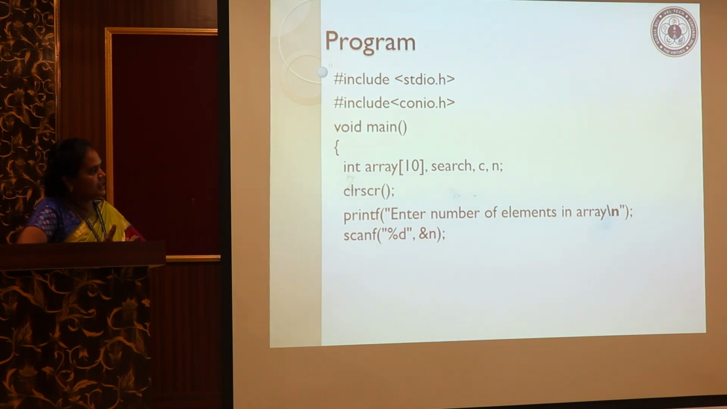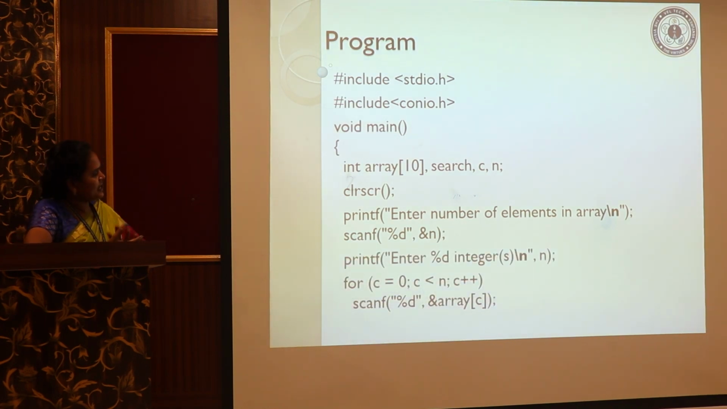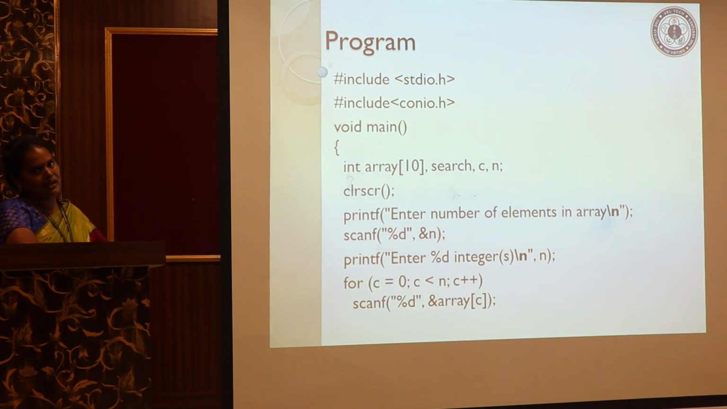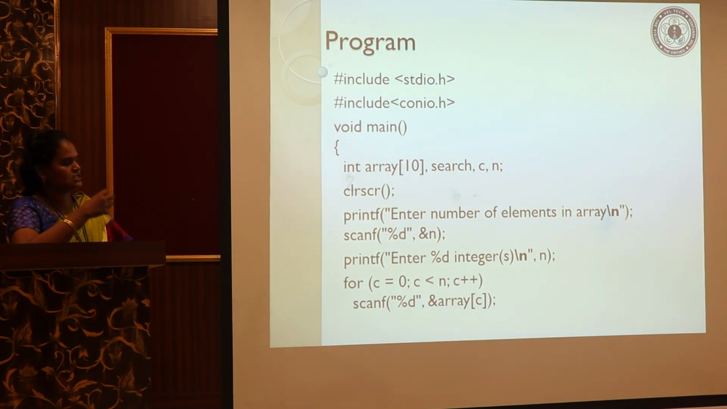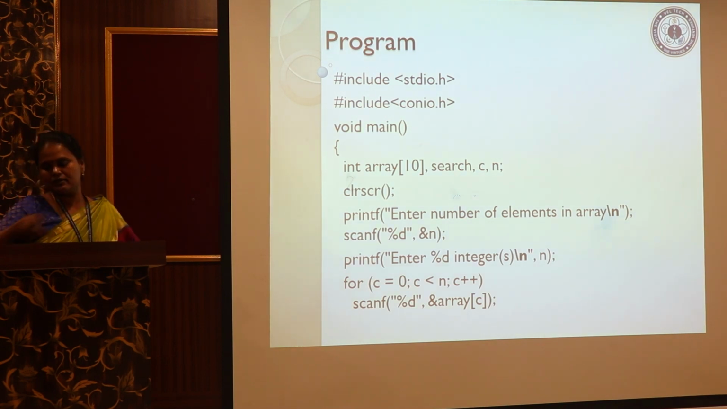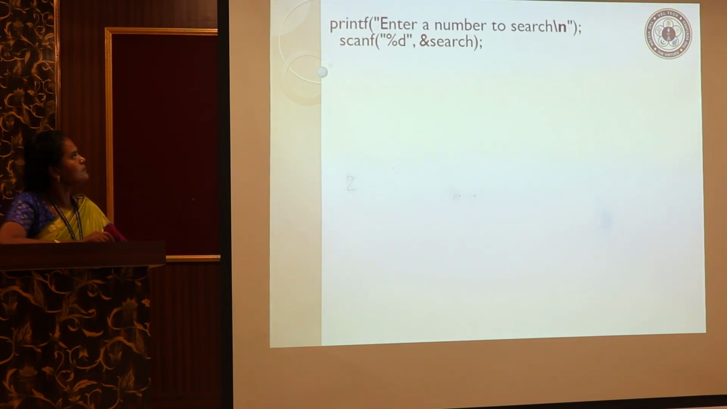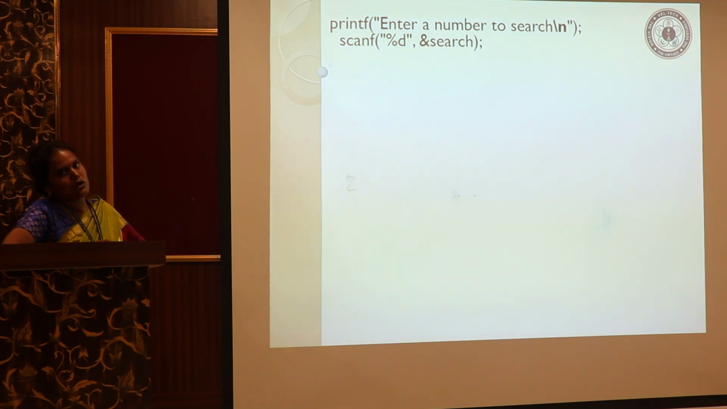Now we have to give the total number of elements, how many elements you are going to store in the array. So you have to store it in n. Next, you have to enter the values into the array. For that, we make use of this for loop. Using this for loop, you store the elements in the array, using scanf, one by one. And then you have to store the element to be searched in the search variable. That is the next step which you have to write.